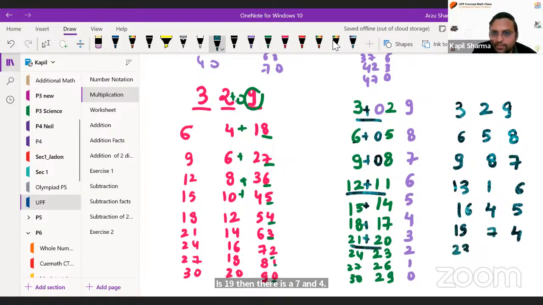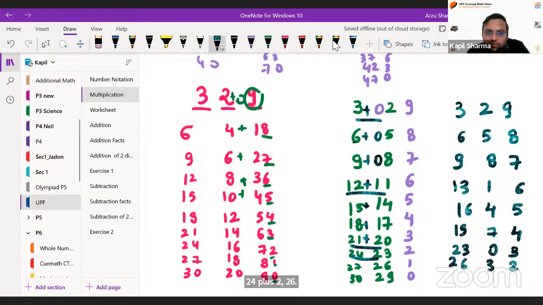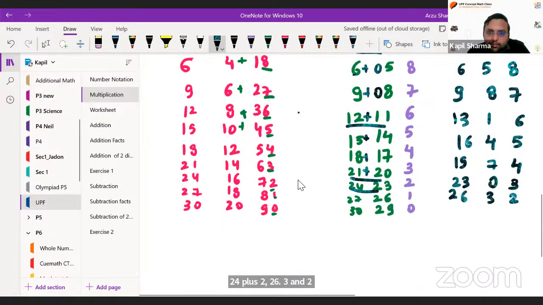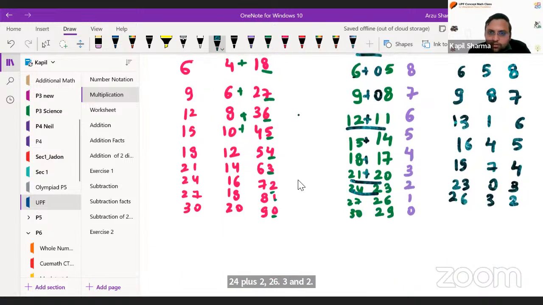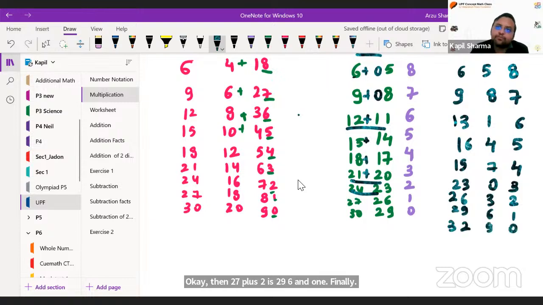21 plus 2 is 23. Then there is a 0 and 3. 24 plus 2 is 26. 3 and 2. And okay, then 27 plus 2 is 29. 6 and 1. Finally, 32, 9 and 0.